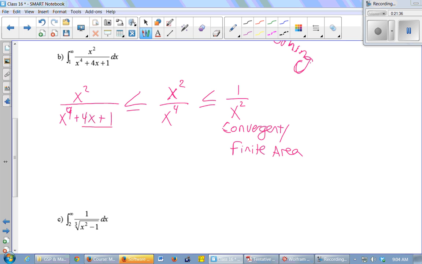So for me, it's helpful, instead of using the words convergent and divergent when I'm doing these problems, to use the words finite and infinite. Convergent, finite area; divergent, infinite area. And I think that really can help you think about what you're doing here. So I know the area under this curve is finite. The area under this curve is less than a finite number. It has to also be convergent. So even though we don't know exactly how much area there is, at least we know it's finite.